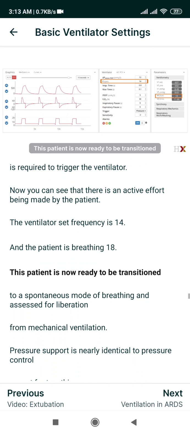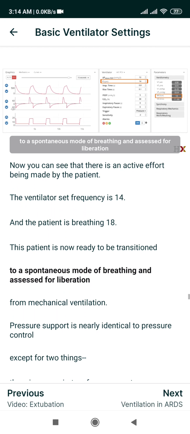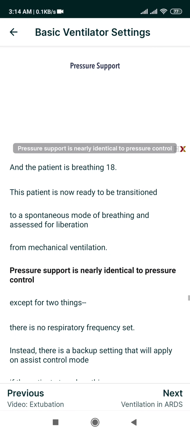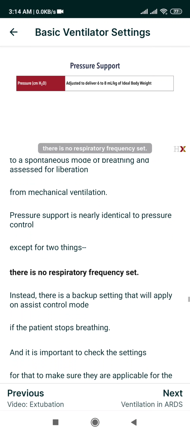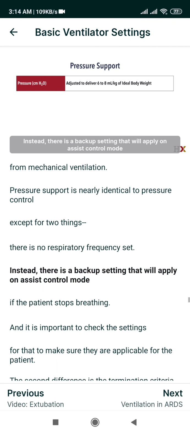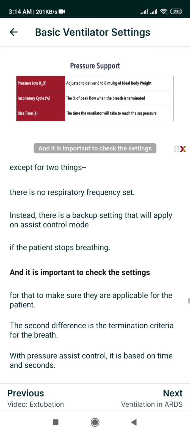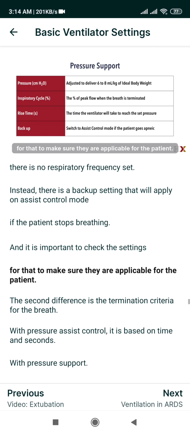This patient is now ready to be transitioned to a spontaneous mode of breathing and assessed for liberation from mechanical ventilation. Pressure support is nearly identical to pressure control except for 2 things. There is no respiratory frequency set. Instead, there is a backup setting that will apply an assist control mode if the patient stops breathing, and it is important to check the settings for that to make sure they are applicable for the patient.